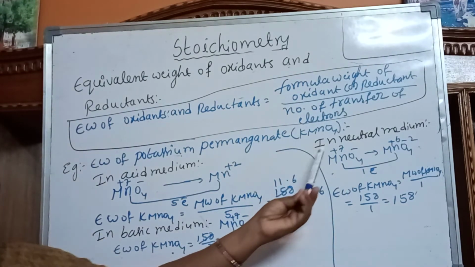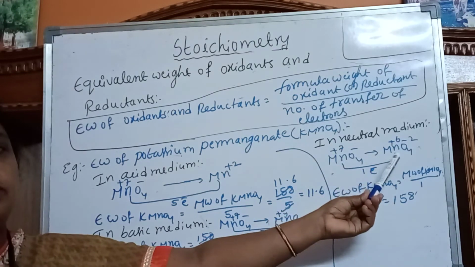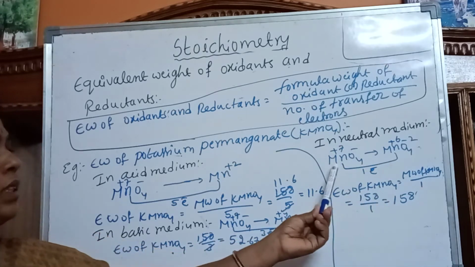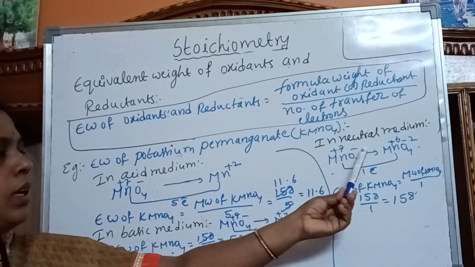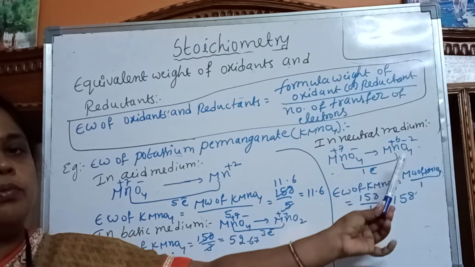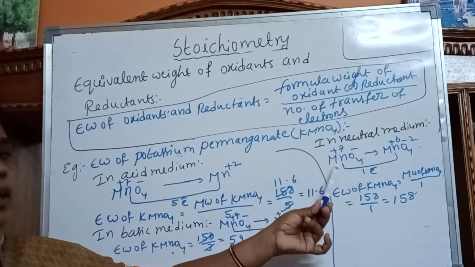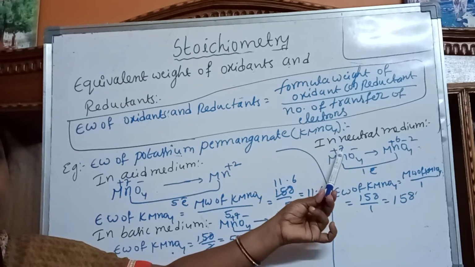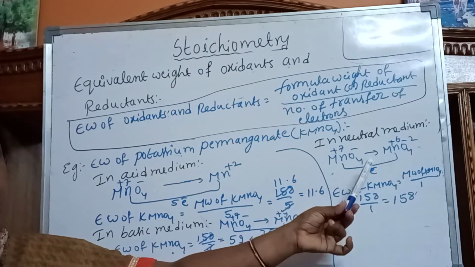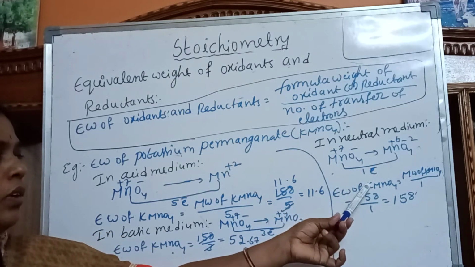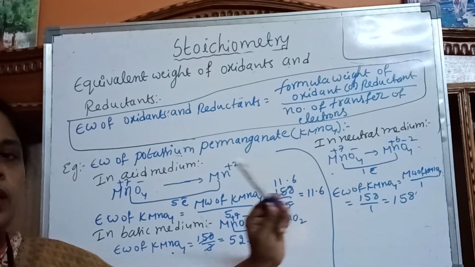Next, in neutral medium. In this neutral medium, the permanganate ion converts into what here? Manganate. So this is permanganate, this is manganate. What is the difference here? Permanganate is MnO4 minus 1, but manganate is MnO4 minus 2. In permanganate, the oxidation state of manganese is +7. In manganate, +6. Between +7 and +6, how much difference is there? 1 electron, isn't it? So the number of electrons transferred in the reaction is only 1.